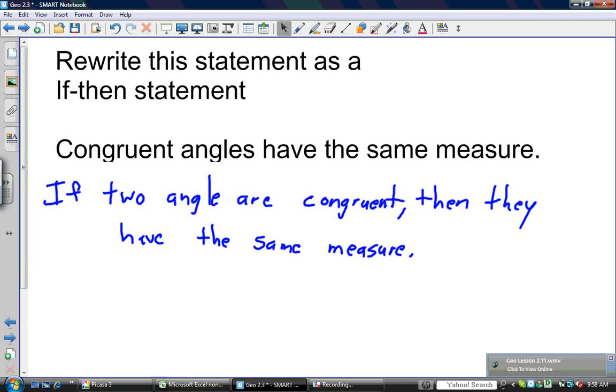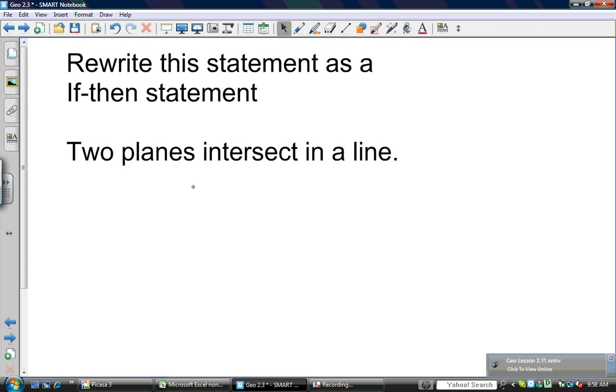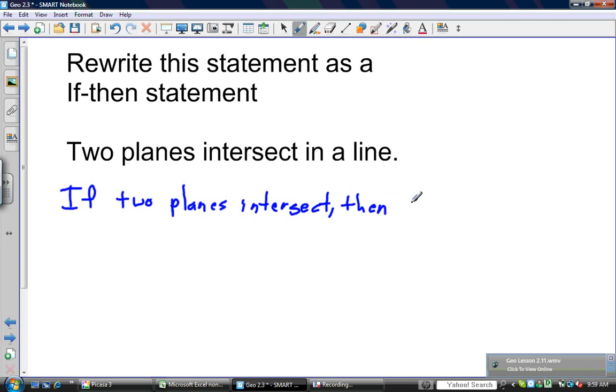All right, let's do another example. If I want to rewrite this as an if-then statement, two planes intersect in a line. If two planes intersect, then they intersect in a line.